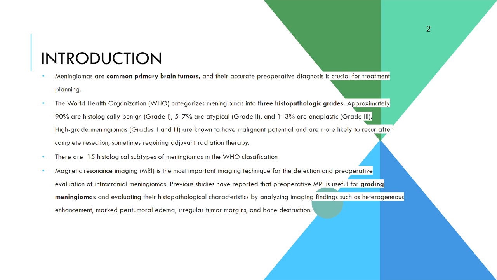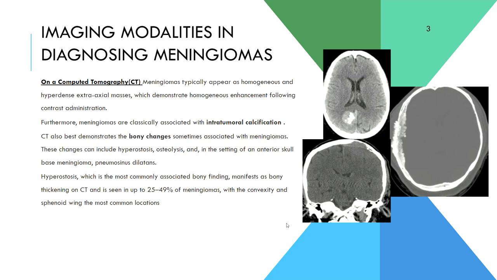Modalities and diagnosis of meningiomas. On a CT, meningiomas typically appear as homogeneous and hyperdense extra-axial masses which demonstrate homogeneous enhancement following contrast administration. They are classically associated with intratumoral calcifications. They also best demonstrate the bony changes associated with a meningioma. These changes include hyperostosis, osteolysis, and in the setting of an anterior skull base meningioma, pneumosinus dilatans.